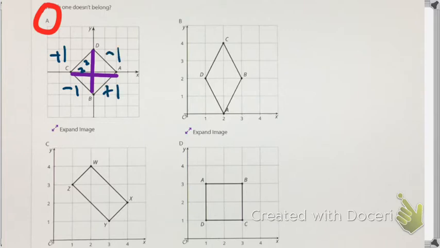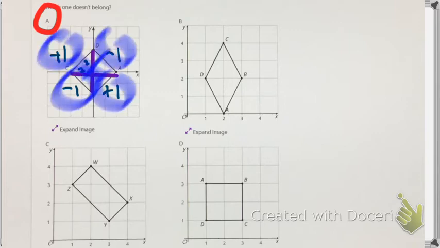It tells us that these opposite sides here, if I look at the opposite sides, their slopes are the same. That tells me those are parallel lines. So that tells me that what I've got there is a parallelogram for sure.